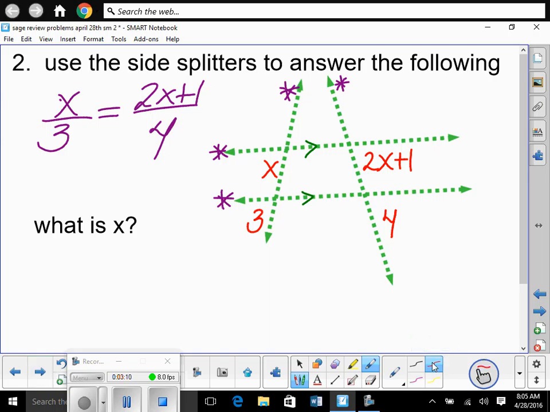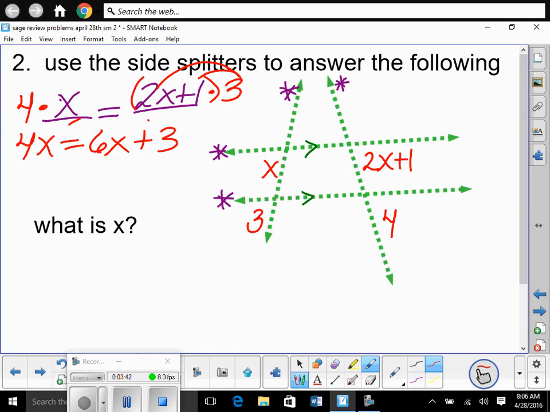Let's solve for x. So we'll cross multiply by 4. It divides out over here because 4 over 4 is 1. We'll cross multiply by 3. It divides out over here because 3 over 3 is 1. Now because there's two terms, we always need to use parentheses. So now we can continue to solve here. So we have 4x is equal to 6x plus 3, right? Solving for x, so we'll subtract 6x. So we have negative 2x is equal to 3. Divide both sides by negative 2. So x is equal to negative 3 over 2.